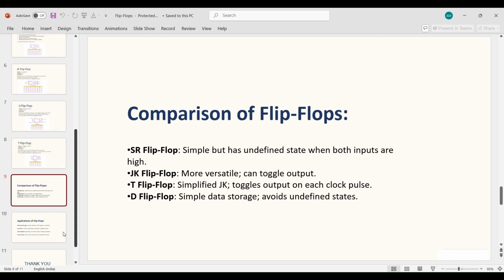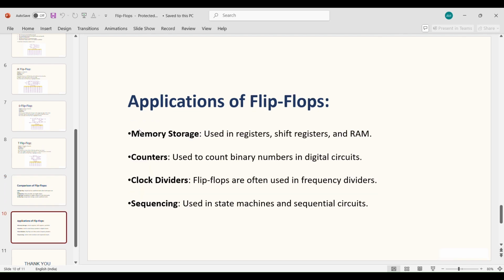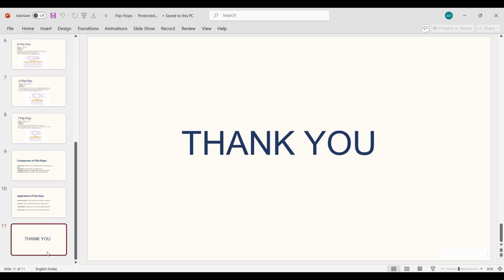And next slide, we have applications. The applications of flip-flops are memory storage. The flip-flops are used in registers, shift registers and RAM. And in counters, flip-flops are used to count binary numbers in digital circuits. And in clock dividers, flip-flops are often used in frequency dividers. And in sequencing, used in state machines and sequential circuits. And that's all about flip-flops.